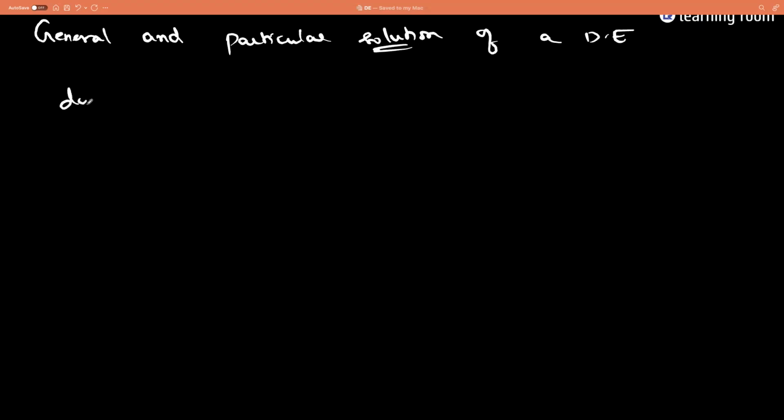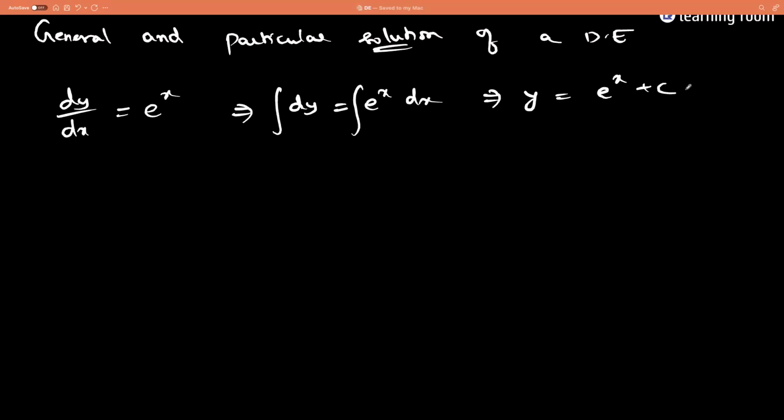For example, if I have dy by dx, let's take the same example. Dy by dx is equal to e power x. See, since everybody is a science student, in physics, how will you solve this? You have a differential equation and you want y, what will you do? From this, you will write dy is equal to e power x into dx. Am I right? Then what will you do on both the sides? You integrate. So when you integrate it, what will you get? Y is equal to e power x plus c.